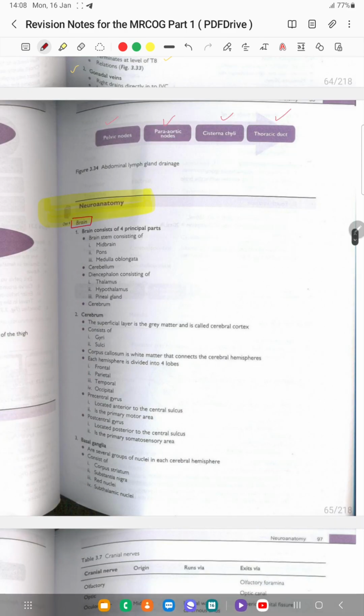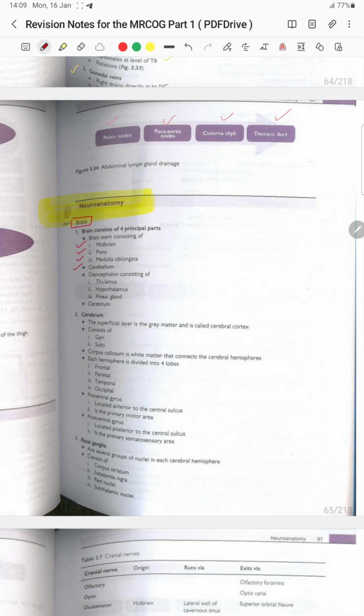The brain consists of four principal parts: the brain stem, which consists of the midbrain, the pons, and medulla oblongata; the cerebellum; the diencephalon, which consists of the thalamus, hypothalamus, and pineal gland; and the cerebrum. The cerebrum has a superficial layer of gray matter called the cerebral cortex, which consists of the gyri and the sulci, and the corpus callosum is a white matter that connects the cerebral hemispheres. Each hemisphere is divided into four lobes: the frontal, parietal, temporal, and occipital.